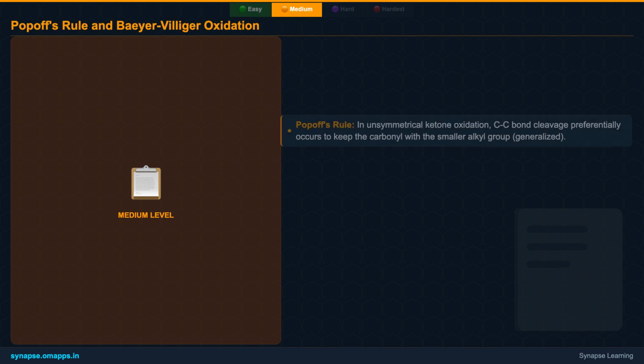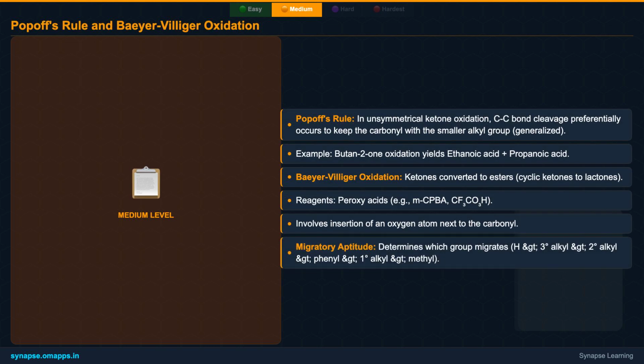The cleavage of unsymmetrical ketones follows what's known as Popoff's rule, which suggests the carbonyl group prefers to stay with the smaller alkyl group. However, it's a general guideline, and you often get a mix of products. For example, oxidizing butan-2-one can yield both ethanoic and propanoic acids.